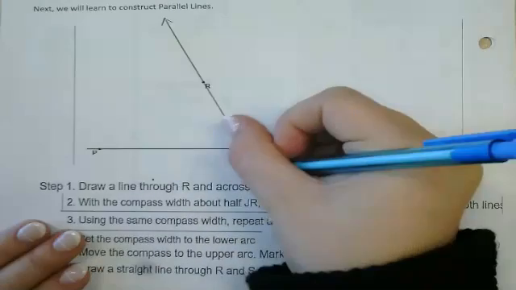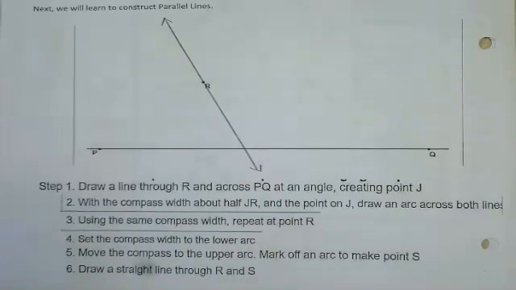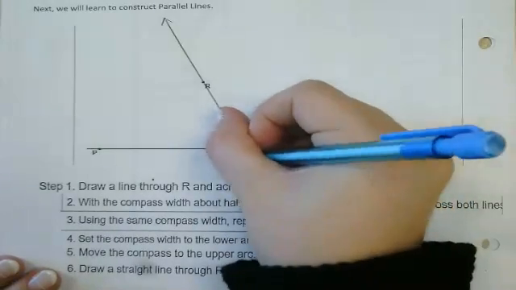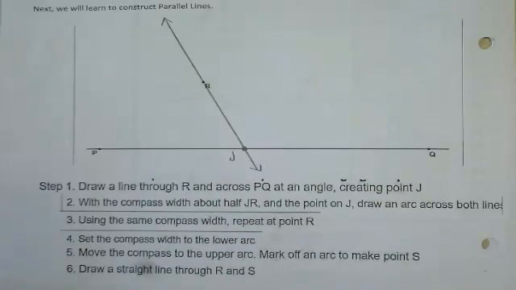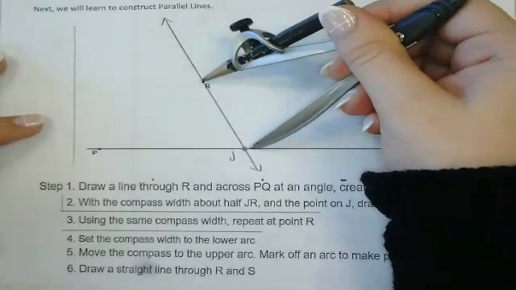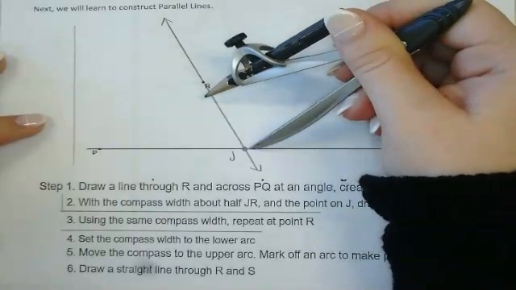Okay, so it then says that I have created some point J at their intersection. I can label that point J. All right, step 2 says to take your compass and make the width about half of JR. So JR would be from here to here. I only want about half of that.